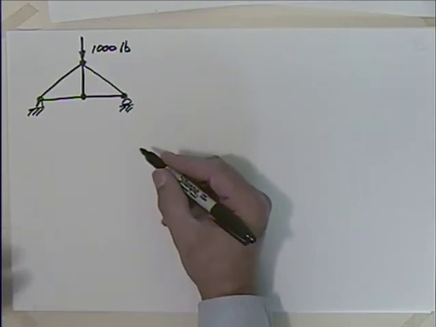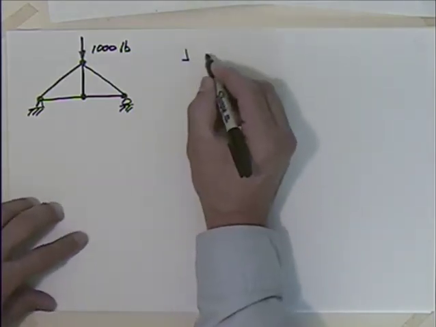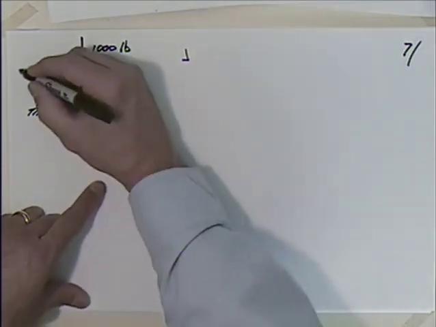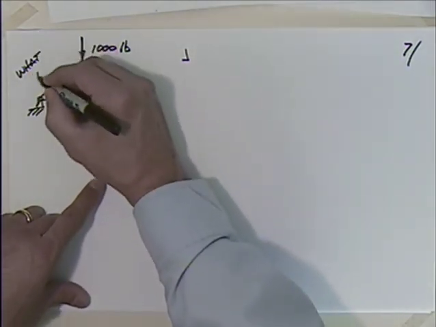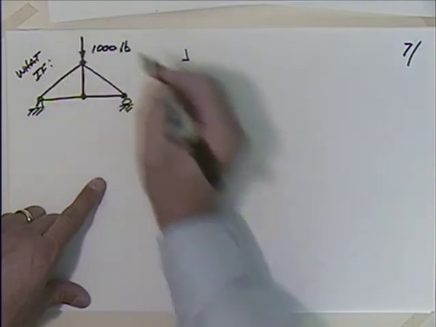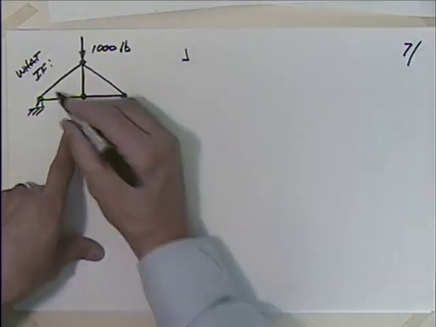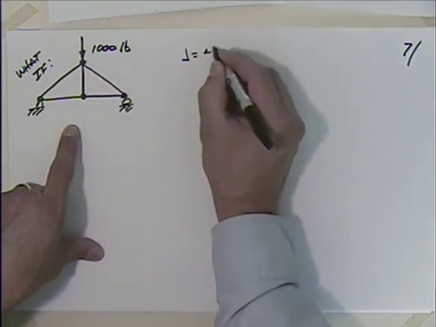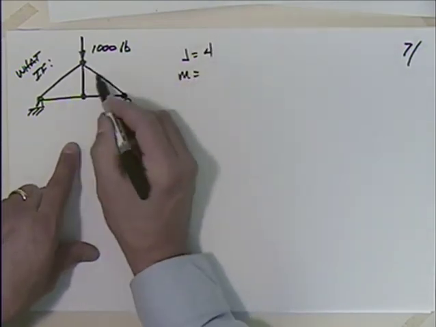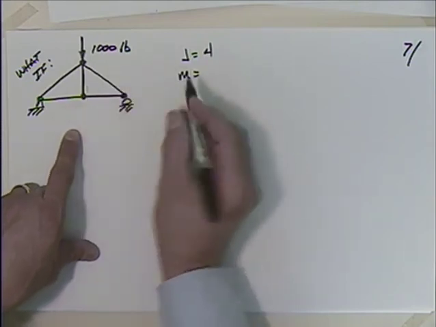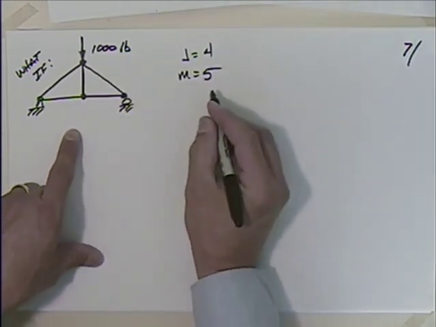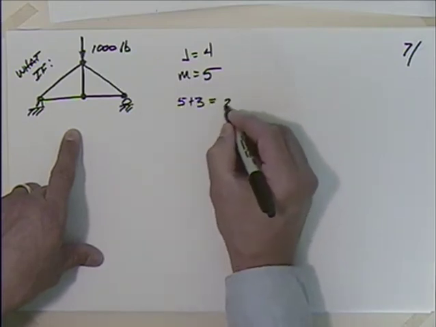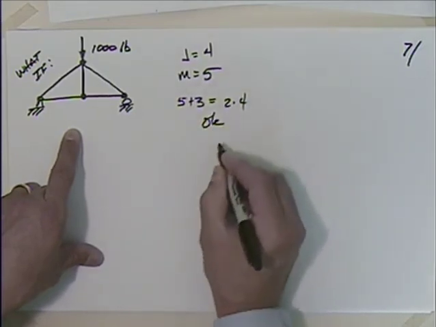So now I would say, we'll say this is what if, J is equal to what? 1, 2, let's see, 1, 2, 3, 4. That's the number of joints. And the members is equal to 1, 2, 3, 4, 5, right? 5 members. So I could say that 5 plus 3, is that equal to 2 times 4? Yeah. So we should be able to do this.